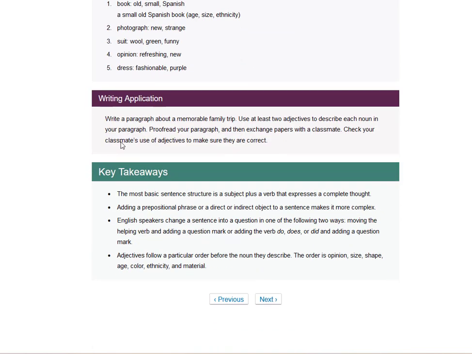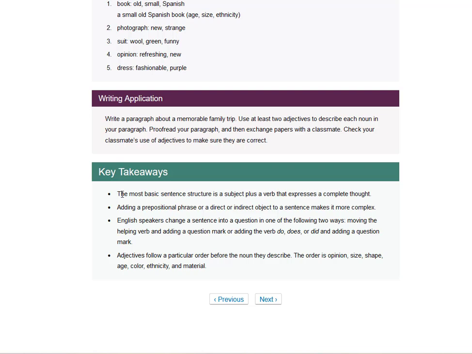Why? I've had several ESL students ask me, "Teacher, why is it in that order?" And I have no clue. That's just the way it is. That's a very interesting question. Why was English structured that way? It is what it is.